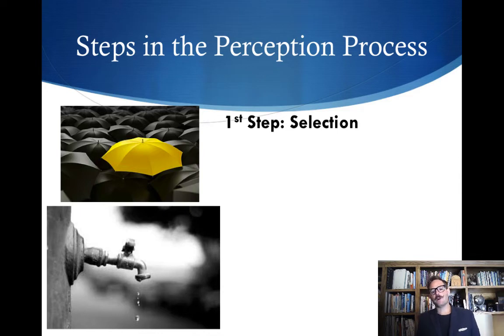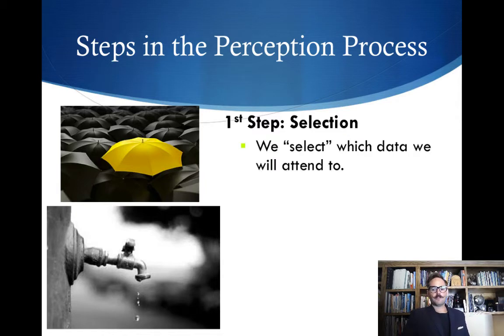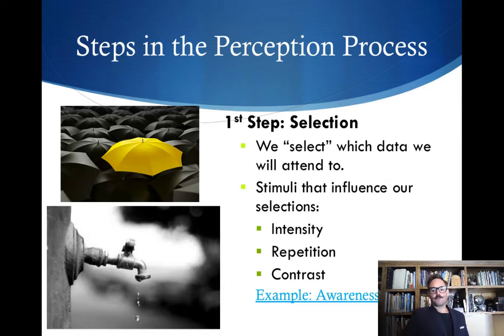So how do our perceptions develop? Essentially, it's a four-step process. The first step being selection. We are exposed to a lot of different data in our everyday lives, and so we naturally select stimuli or data that we pay attention to. Some stimuli that influence our selection process include things that are really intense, things that repeat, or things that stand out in contrast.